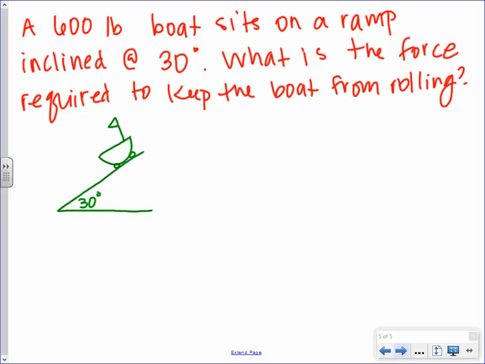So, first of all, what kind of force does this boat have? Normal force. There would be normal force. 600 pounds down. So we have a force vector of negative 600 down. Right? Pounds. Remember, we like to put pounds.